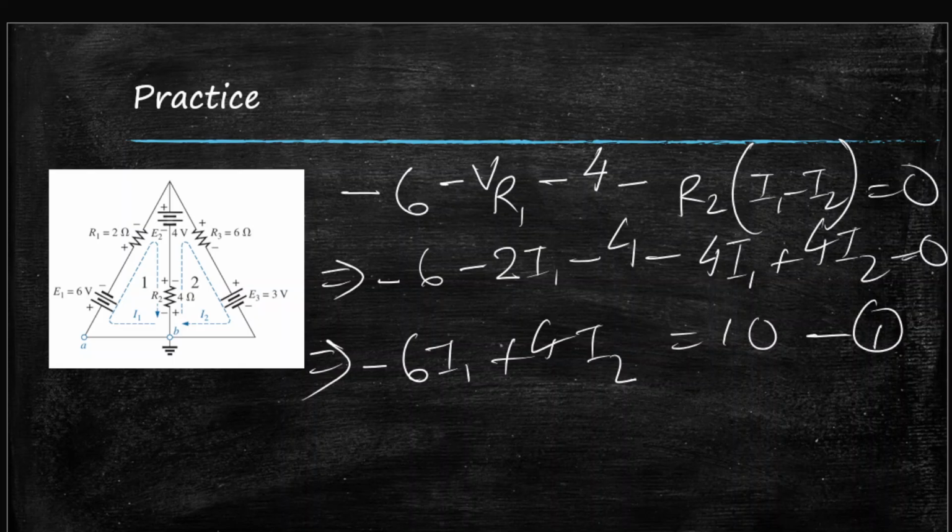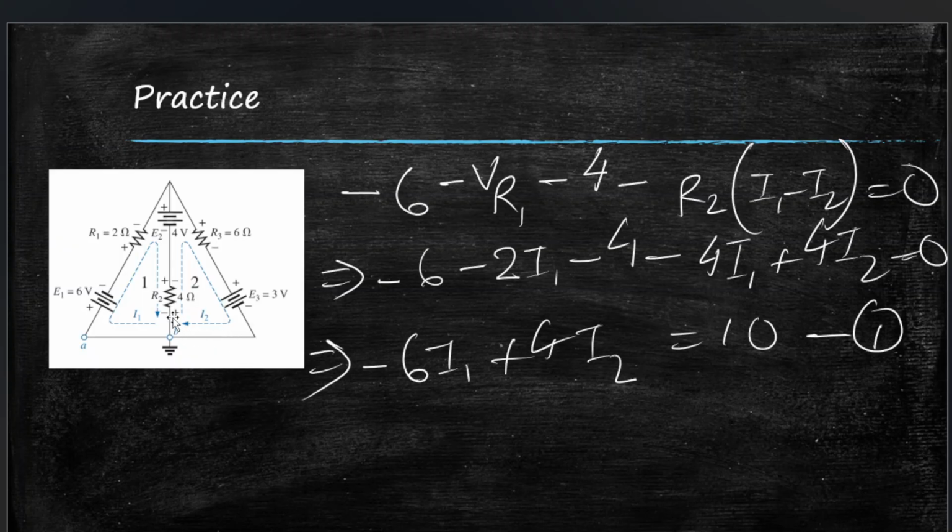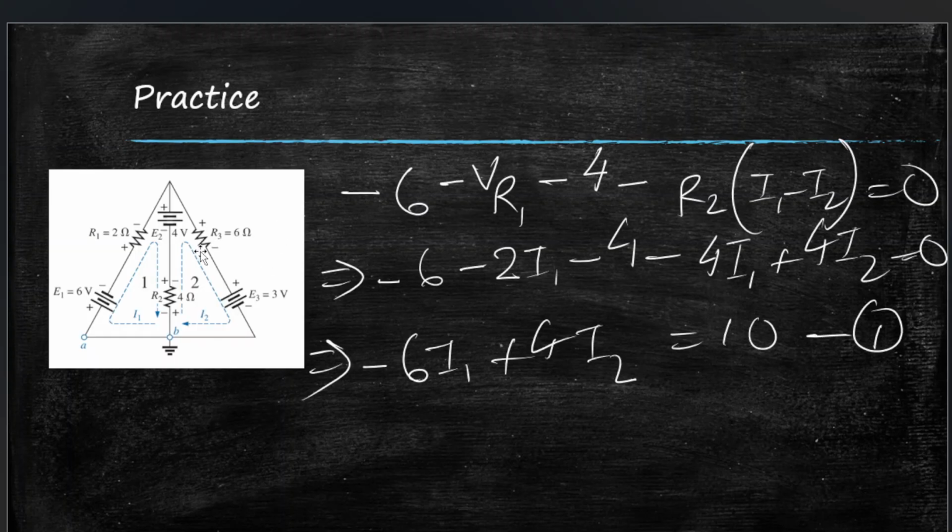Now let's form equation 2 from loop 2. For loop 2, the first component is R2, and it will be negative because entering through the positive side. So R2 times I2 minus I1. For loop 2, I2 will be positive. And then we have E2, which will be positive because entering through the negative side. So plus 4.